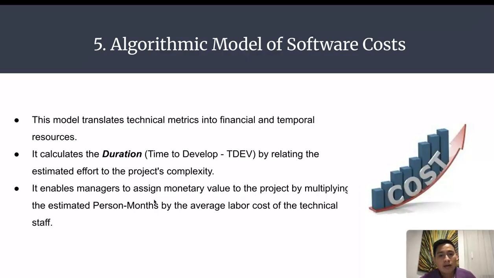5. Algorithmic model of software cost. This model translates technical metrics into financial and temporal resources. It calculates the duration, time to development, by relating the estimated effort to the project complexity. It enables management to assign monetary values to the project by multiplying the estimated person-months by the average labor cost of the technical staff.